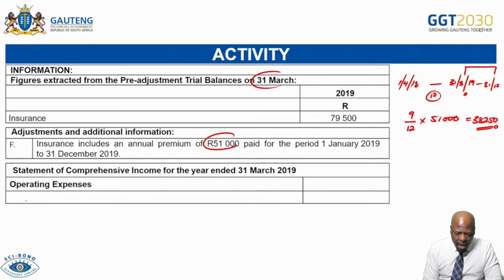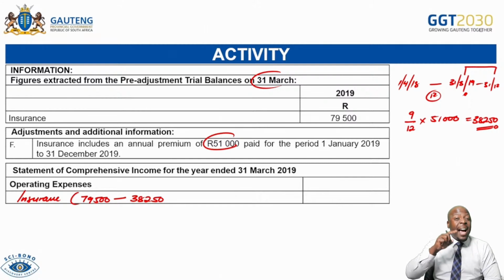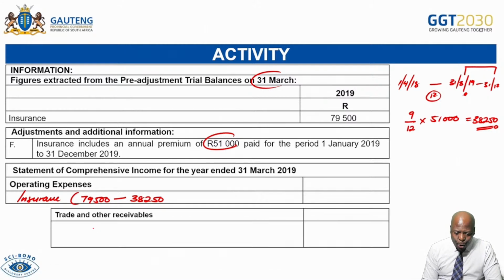So I'm going to come here and I am now going to say insurance. My insurance is 79,500 over there. But the 38,250 was paid in advance. I subtract it. It's a prepaid. I subtract my prepaid expenses, and I take it now to trade and other receivables, where I'll have my prepaid expenses.